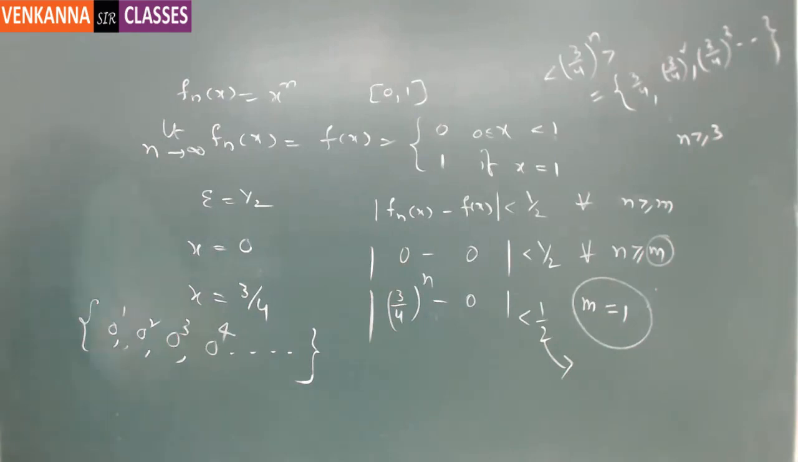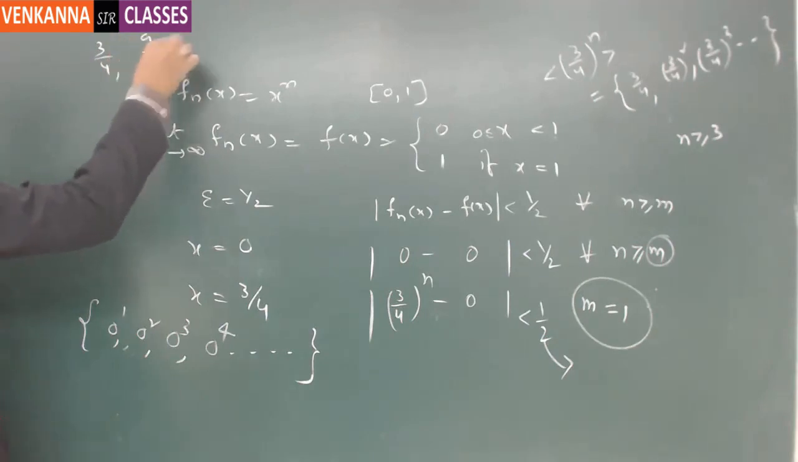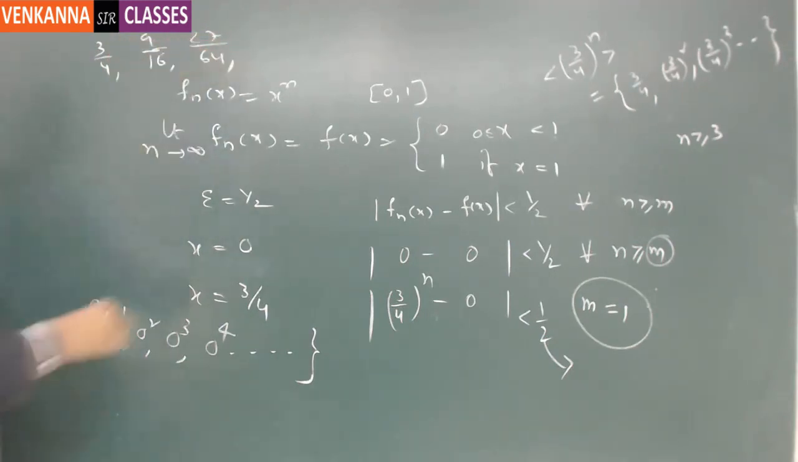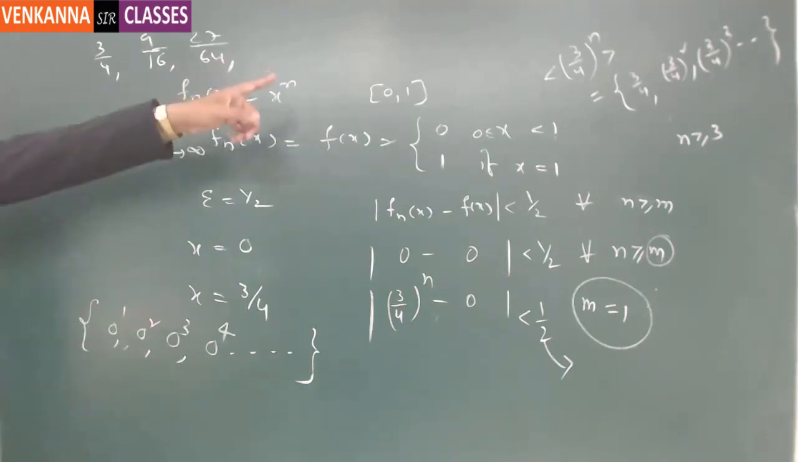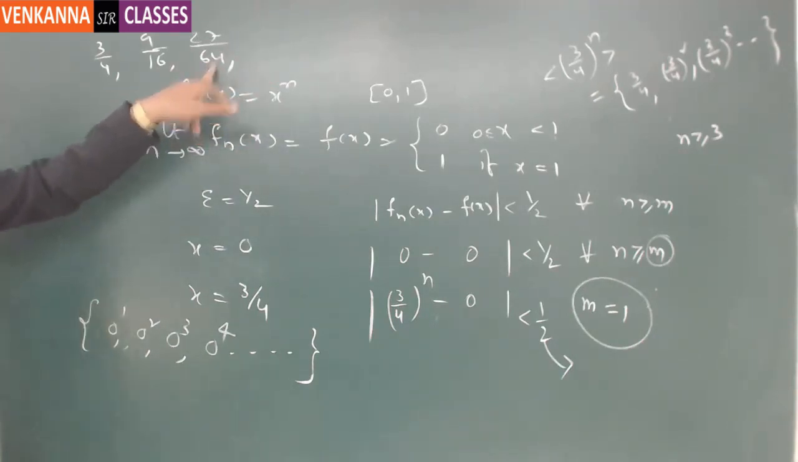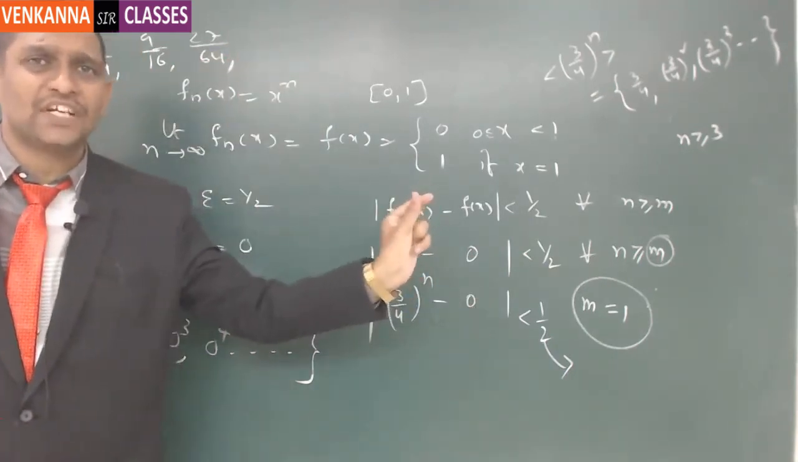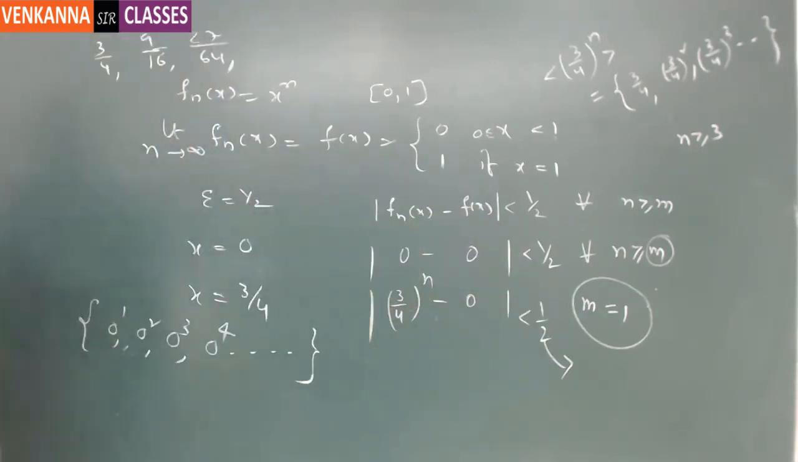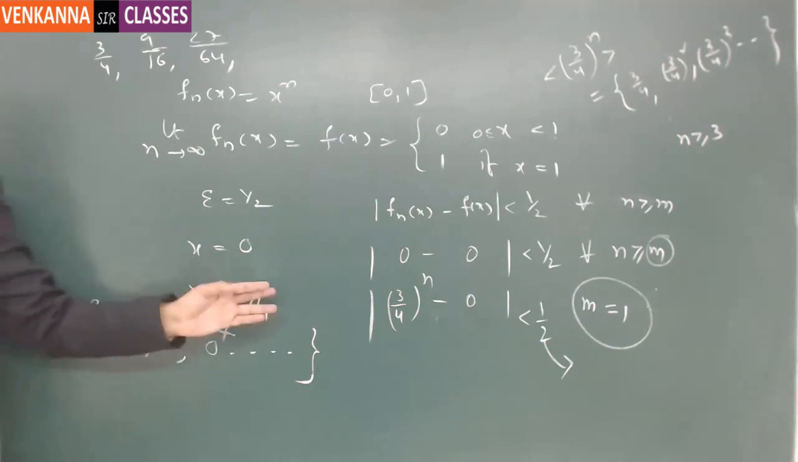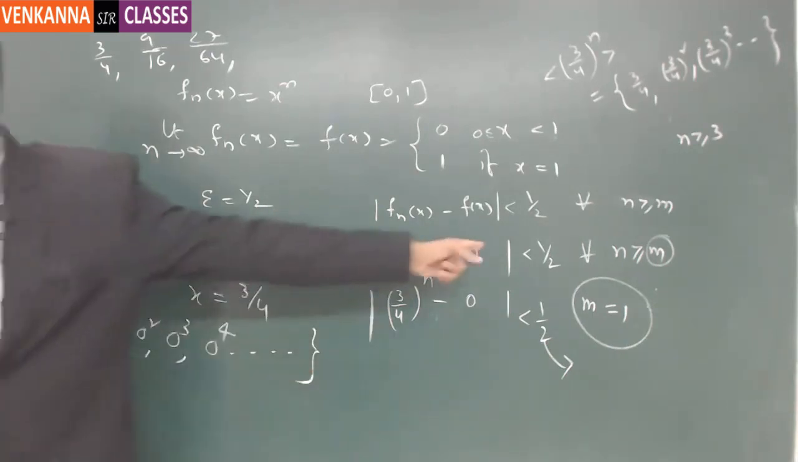Please write the sequence 3 by 4, 9 by 16, sorry, 9 by 16, 27 by 64, and the next ones will follow, right? Are you getting the idea? This is the sequence I am going to write. So from the third term number onwards, all these terms, you take any value and you take 0, you calculate the difference between them, it must be less than 1 by 2. Do you agree? Right. Similarly, if you take x is equal to 3 by 5, then the m value will be different.